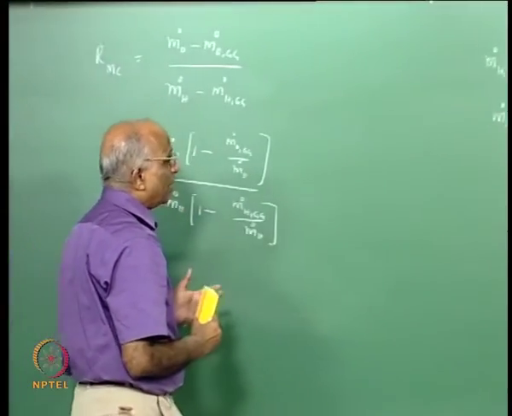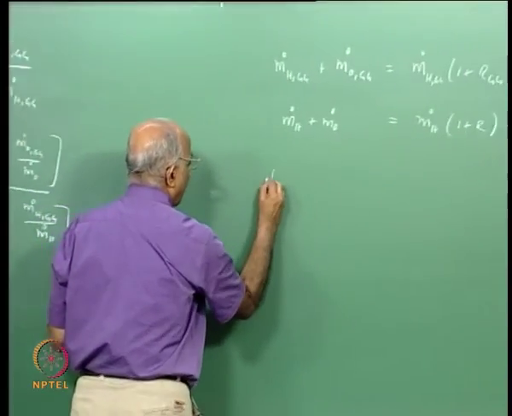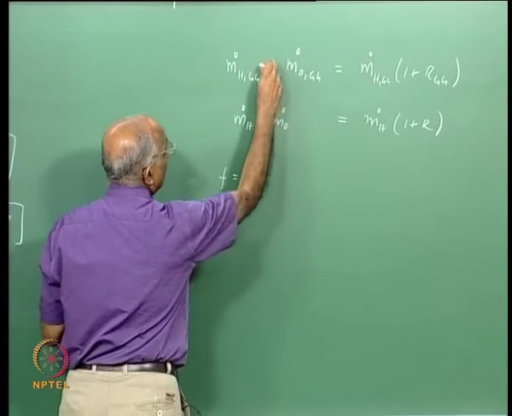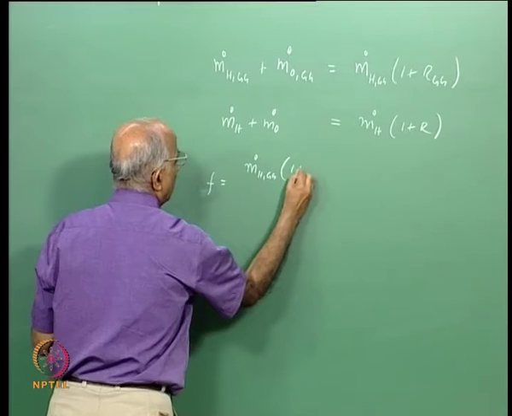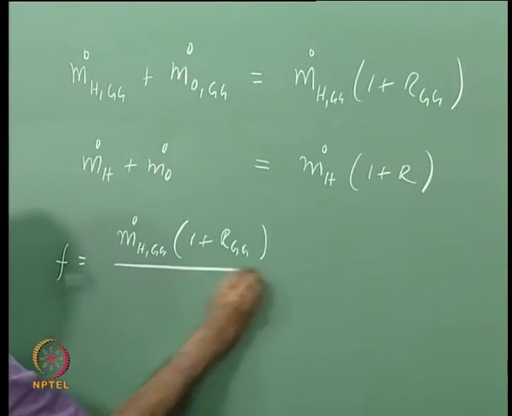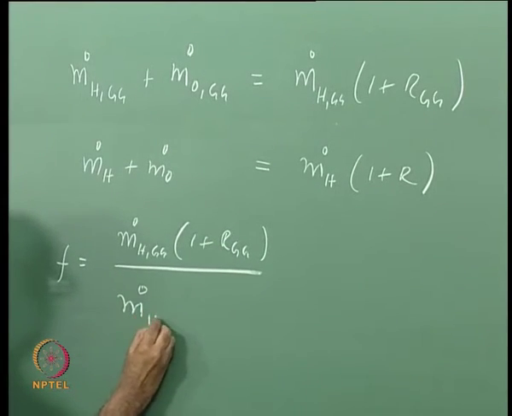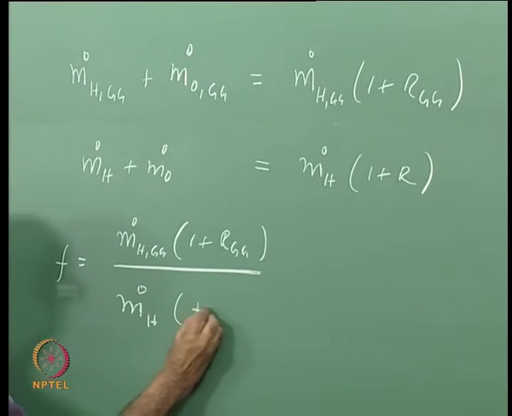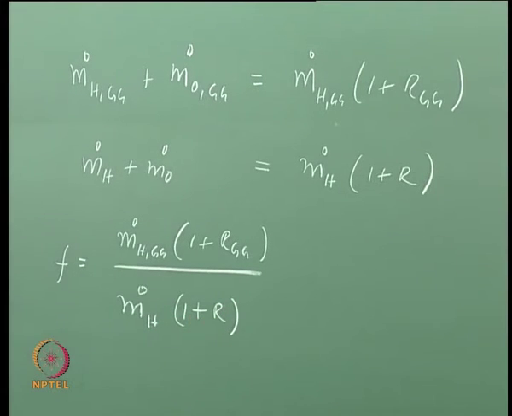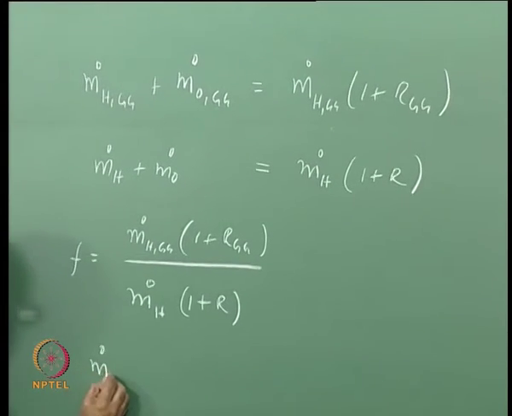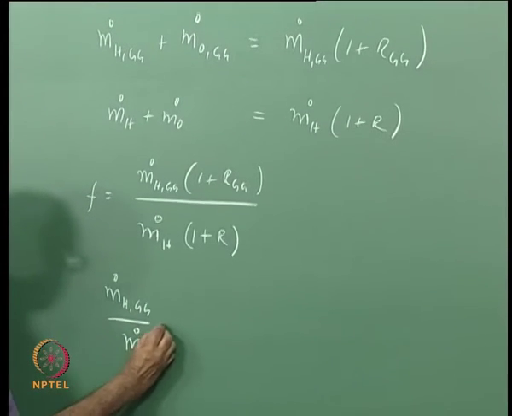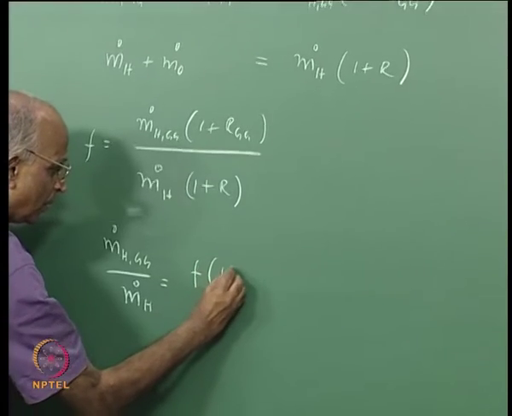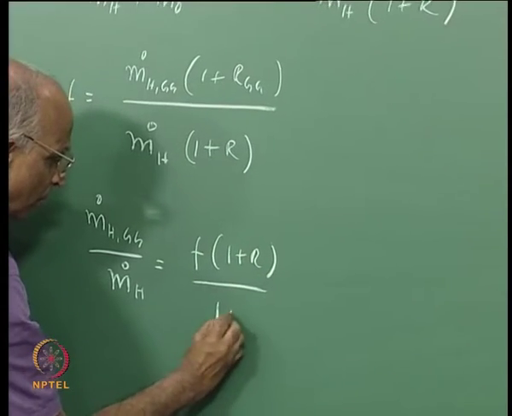And now we know, the fraction F is equal to m dot H through the Gg into 1 plus R Gg, divided by m dot H through the main engine into 1 plus R. Please try to check whether things are going all right. From this I get m dot H into Gg divided by m dot H is equal to F into 1 plus R divided by 1 plus R Gg.